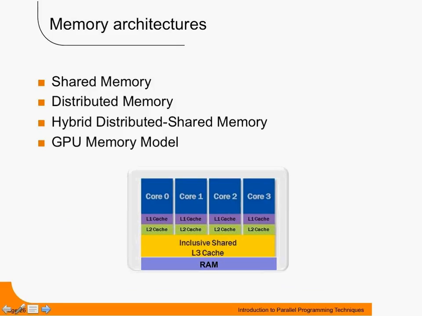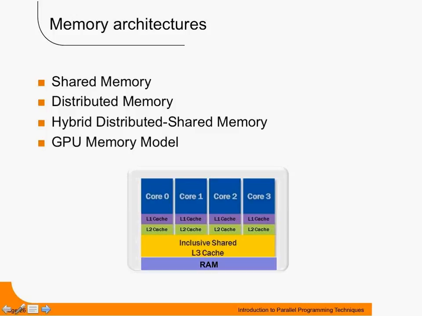Now look at the parallel architecture. There is the shared memory architecture, the distributed memory architecture, and the hybrid architecture, which is the combination of shared memory and distributed memory. And I also want to mention the GPU memory model, because it's different from shared memory and distributed memory.